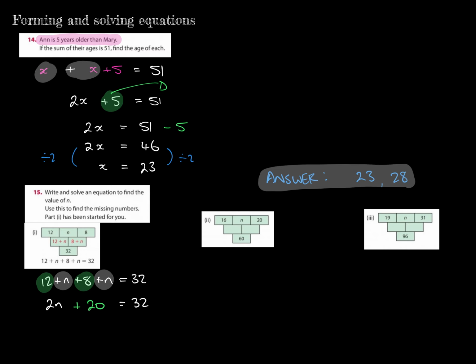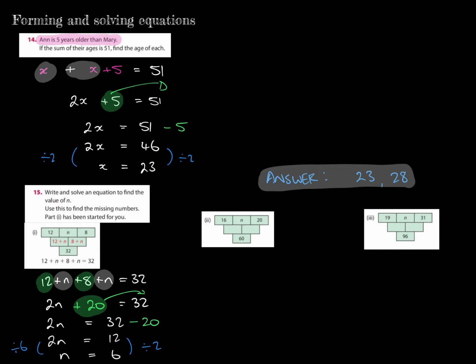In this case, that will end up being 2n equals 32, and I'm obviously going to bring this across. So if I bring the 20 across, it'll be minus 20. So that will give me 2n equals 12. So 1n will be equal to 6. And the reason there is because we're dividing both sides by 2.